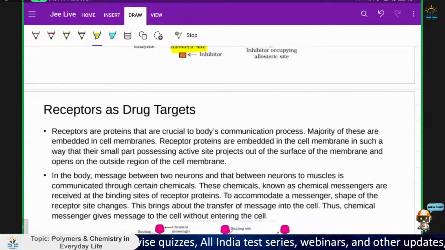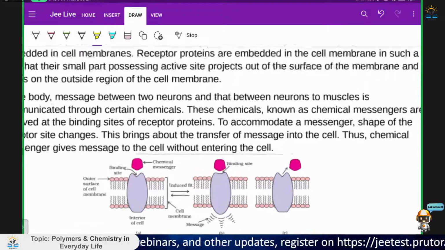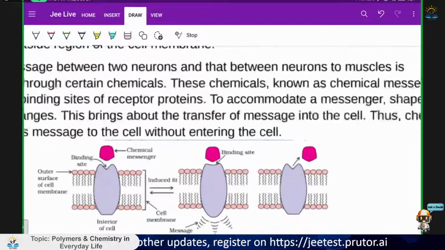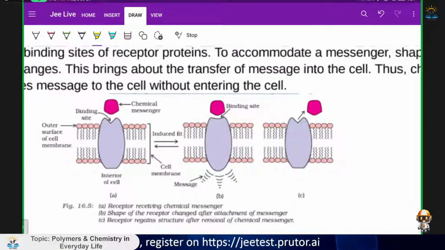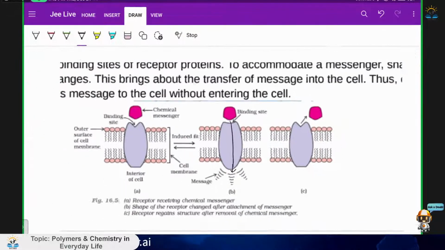Now we'll talk about receptors and drug targets. Receptors are proteins that are crucial to the body's communication process. The majority of these are embedded in cell membranes. So what's the job of a receptor? When a substrate comes, it either allows the molecules to pass into the cell, or it transmits a message inside the cell, so that our bodily processes can happen.